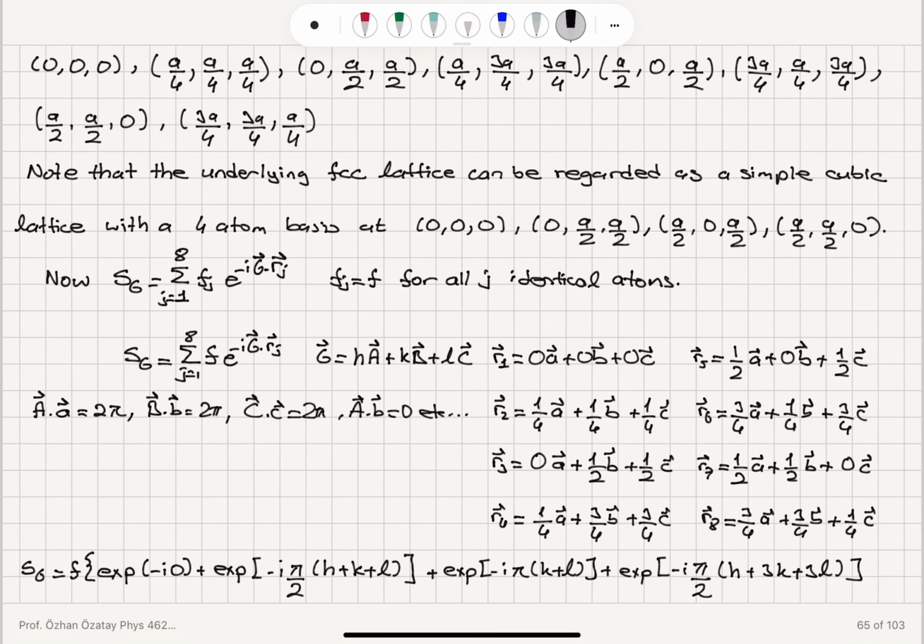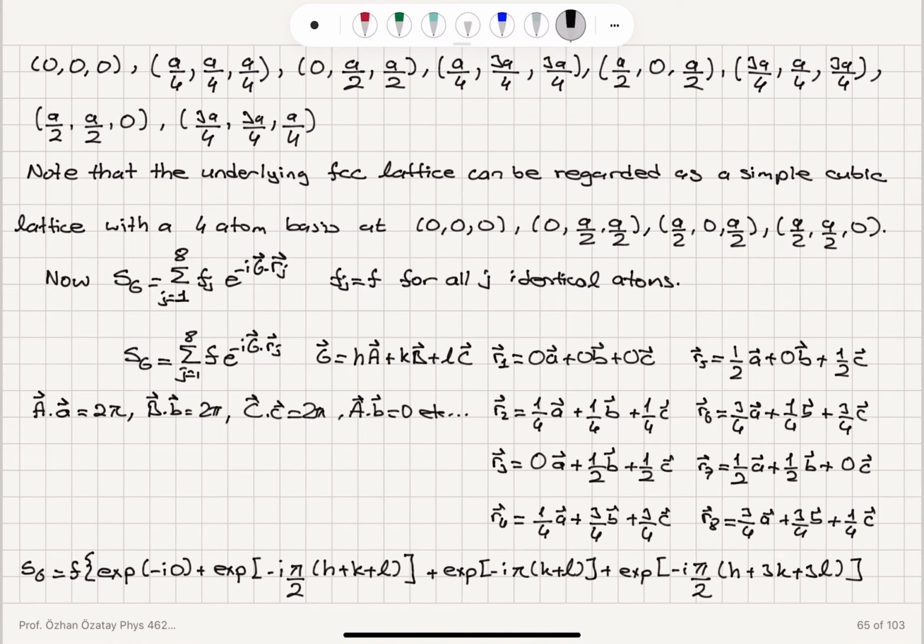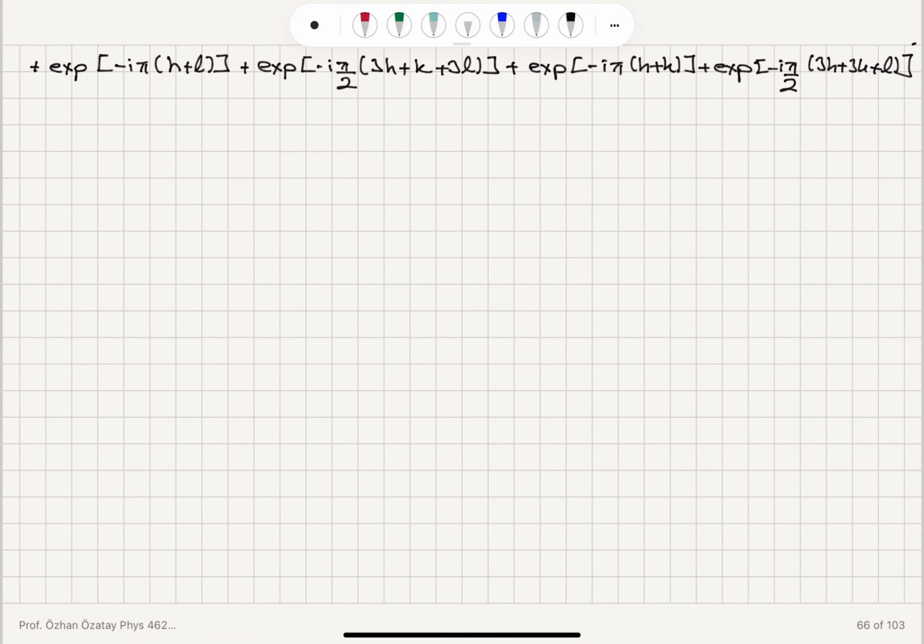For the seventh term, you can see here, this will give us a pi. 2 pi over 2 gives us pi. h and k, there will be no l contribution in the dot product. And finally, the last term is exponential minus i pi over 2, 3h plus 3k plus l. How so? Because we have 3a, 3b, so 3h plus 3k plus l, and 1 over 4 will give us 2 pi over 4, pi over 2, so this term.